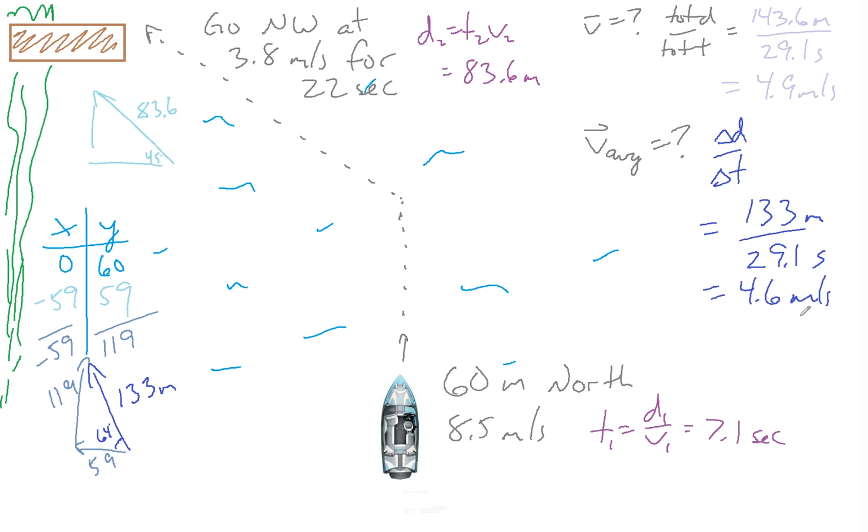Don't forget the angle. I need the angle. And since I started with compass, I should end with compass. So that's the 64 degrees that we found. I don't have to take it from the positive X because I'm going to use compass directions. And that would be 64 degrees north of west. So that would be 64 degrees north of west, and that would be the average velocity.